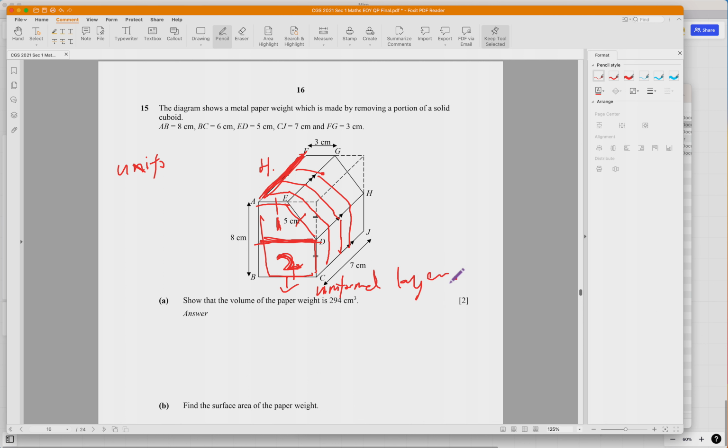For this question, if you want to do it the simpler way, just take the cuboid minus the whole triangular prism. The triangular prism is the triangular base area times the height. Correct. And the height is the same as here.